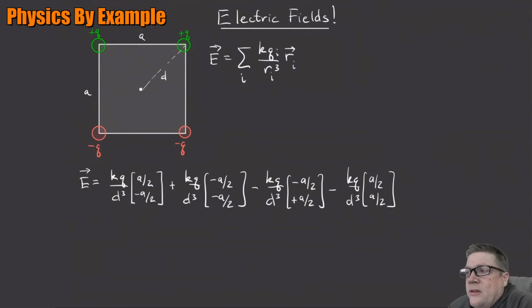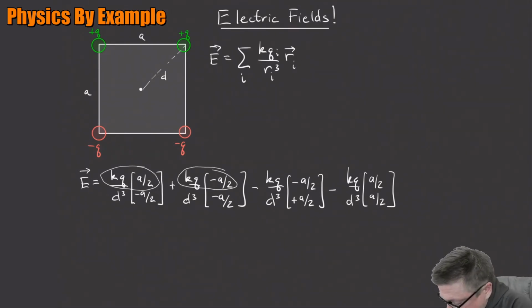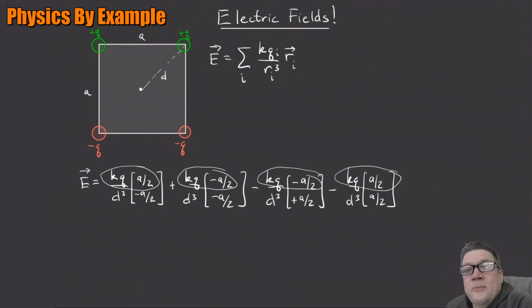So let's look at these. If we're going to add up all these vectors, look what happens in the X component. Here I've got a plus KQA over 2. Here's a minus KQA over 2. So those cancel. Here I've got a plus KQA over 2, and I've got a minus KQA over 2. So all the X components go away. They all vanish. Neat.